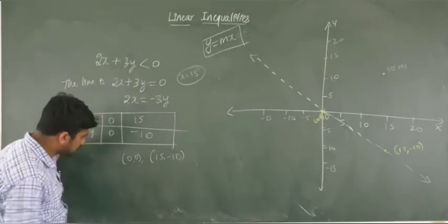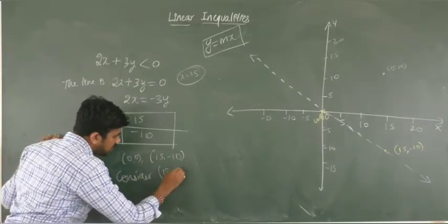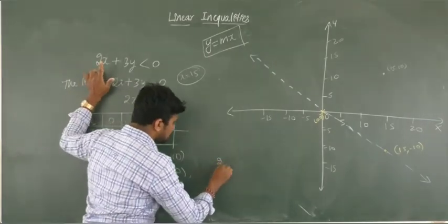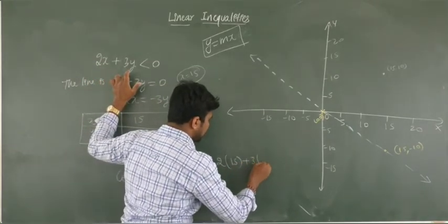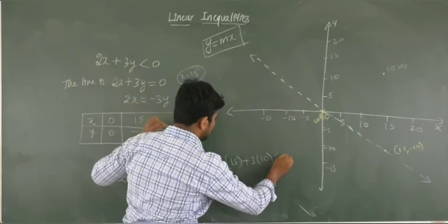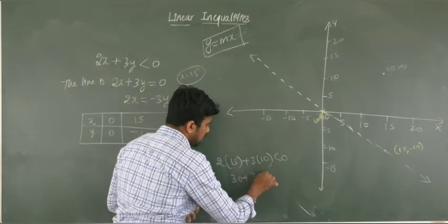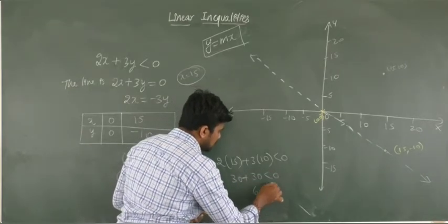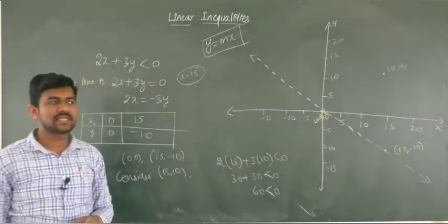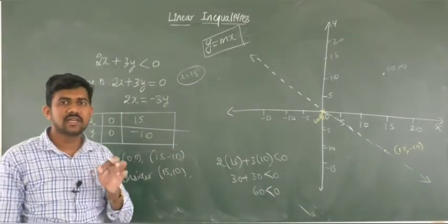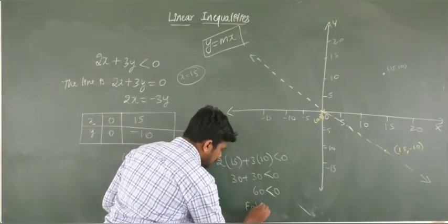Consider the point 15, 10. If you substitute, what will we get here? 2 into 15 plus 3 into 10 less than 0. 2 into 15 is 30, 3 into 10 is 30, total 60. Whether 60 is less than 0? No, 60 is greater than 0. So this is false.